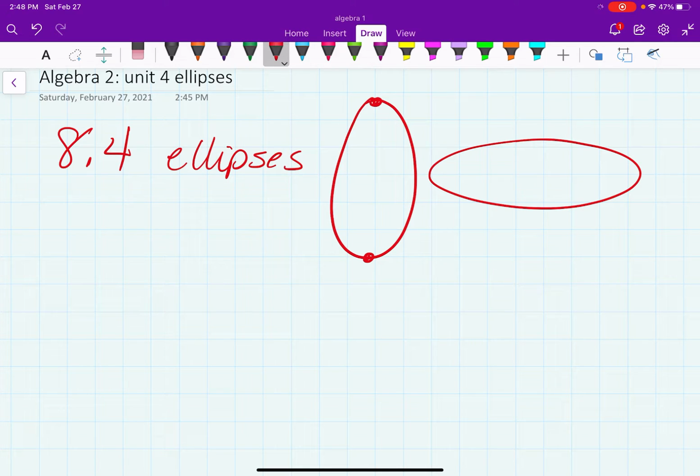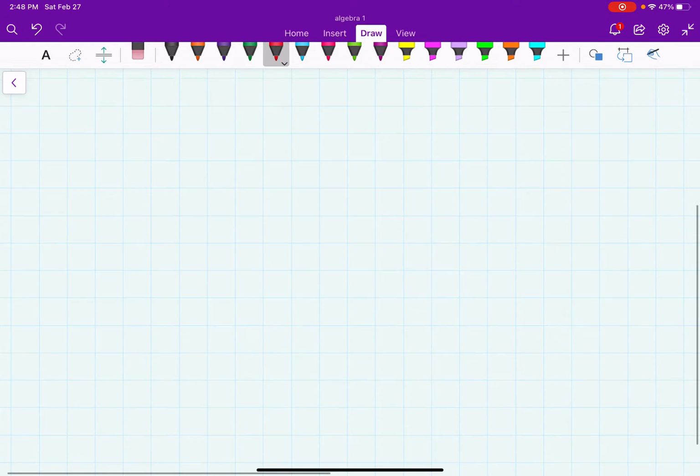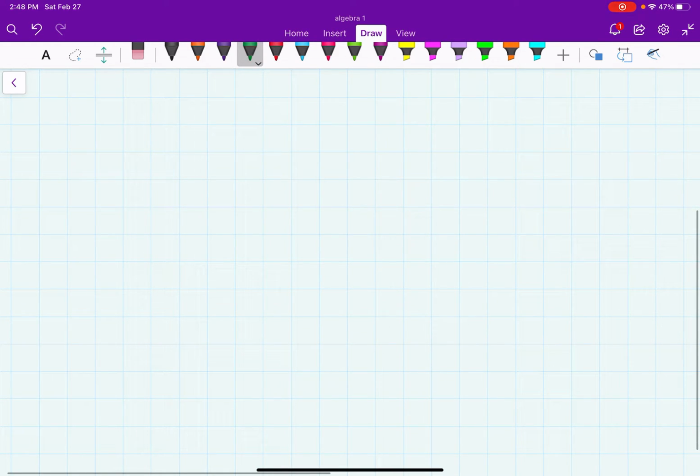Every ellipse has two axes, a major and a minor. In this case, the y would be the major one because it's bigger. And in this case, the x would be the major axis because it's longer. So there's a major and minor, two axes. Our equation will look a little different, and this is where you have to start really thinking.